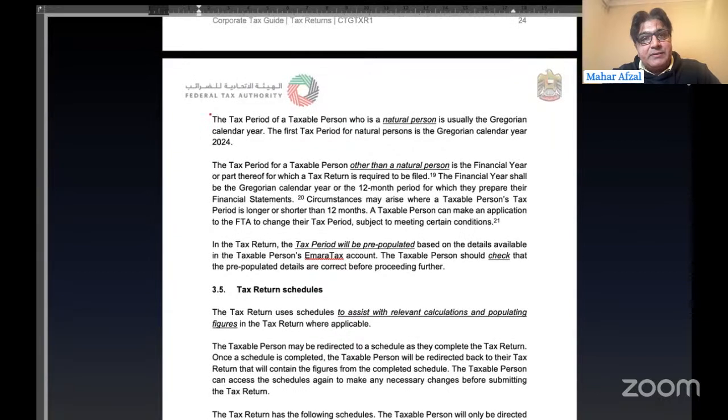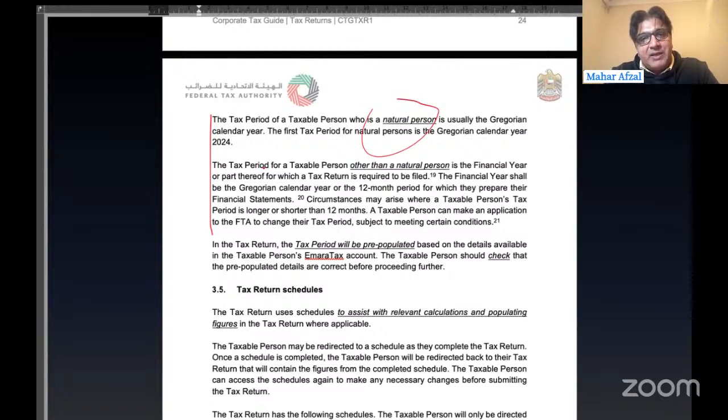Tax period, natural person again, standard 1 year Gregorian calendar year. Other than a natural person, the initial tax period might be between 6 to 18 months. But after this, your tax period will be 12 months. But initially, if you wanted to adjust it, you can make an adjustment. And once you are adjusting this, in the future, your tax period will be 1 year.